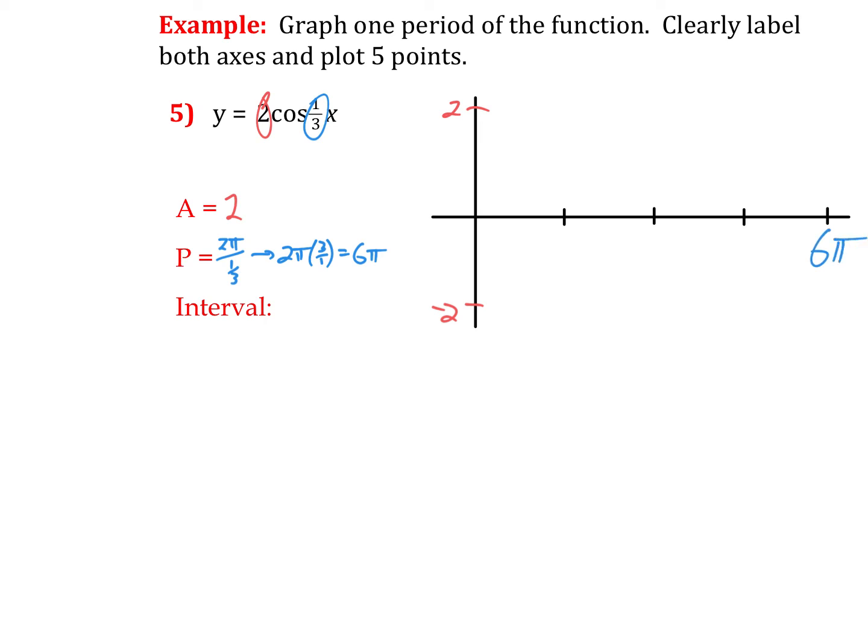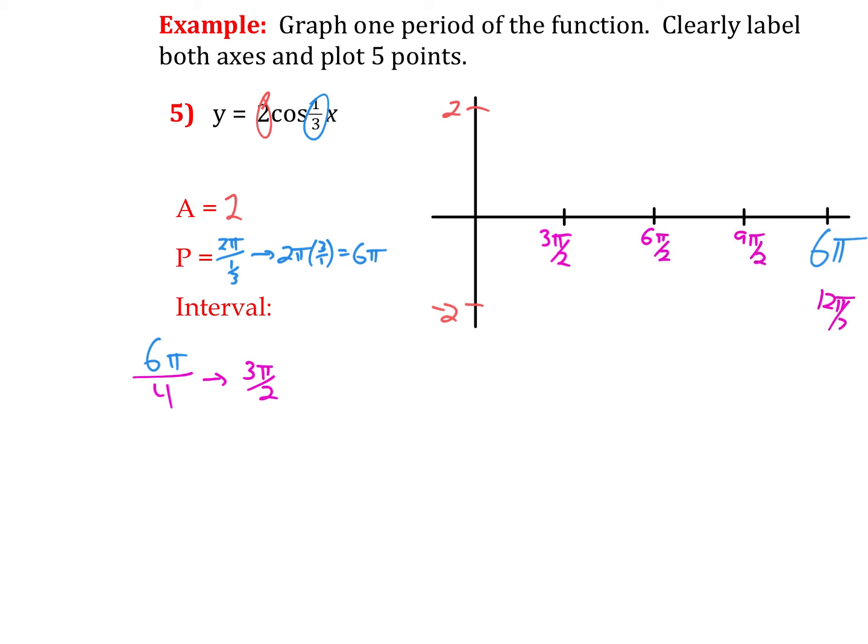Then to find the interval, I take the period, which was 6 pi, and I'm going to divide that by 4. Well, that's going to be 3 pi over 2. So the intervals in which I'm counting up will count by 3 pi over 2. So I'll go 3 pi over 2, and then 6 pi over 2, and then 9 pi over 2. So basically those numerators are counting up by 3s. I'm taking 3 pi's. So 3 pi over 2, 6 pi over 2, 9 pi over 2, and 12 pi over 2.